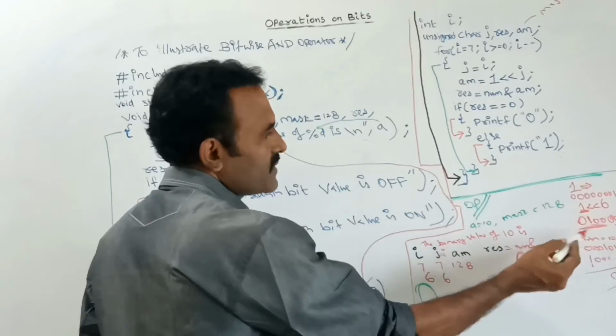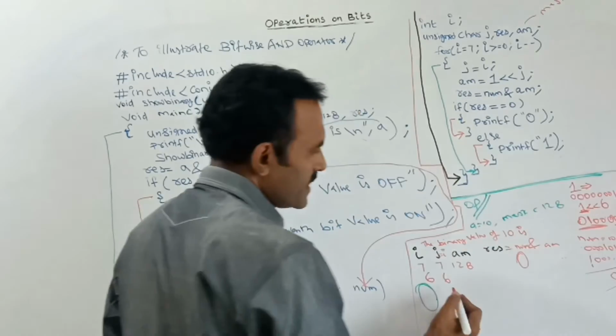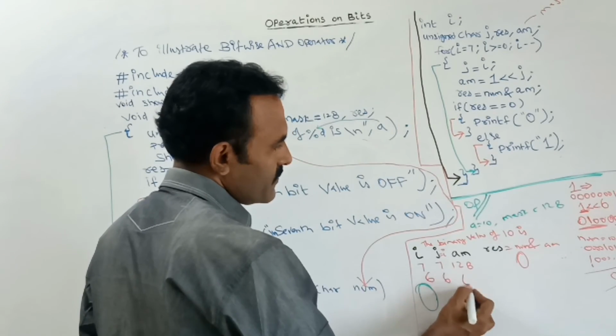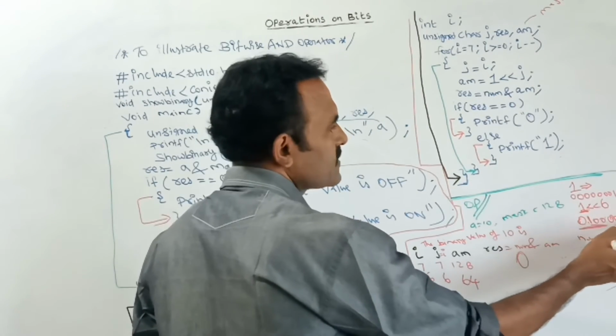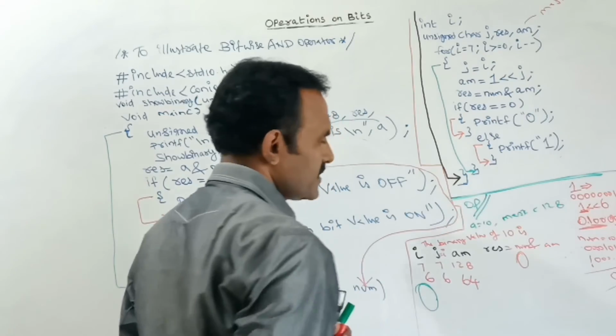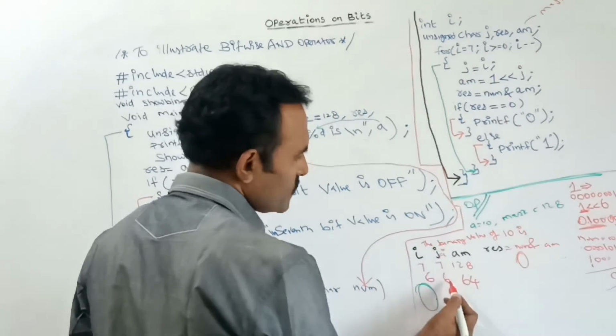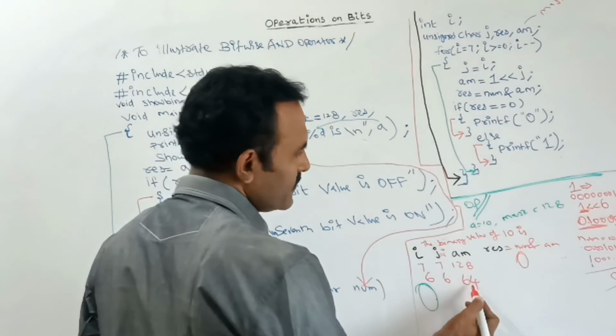See, this is the answer. Suppose we are converting this one, what is the result here? The result is 64. If you convert this binary value into decimal, the value is 64. So while J is equal to 6, this AM value is 64.